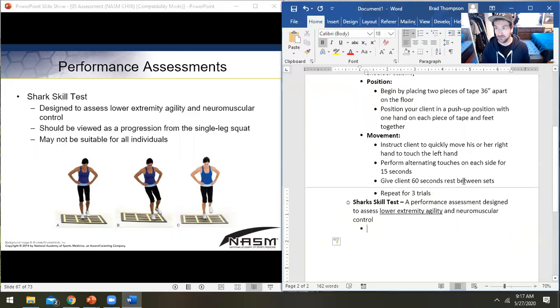It is, again, all about directional change, and so that's why it's considered an agility assessment.